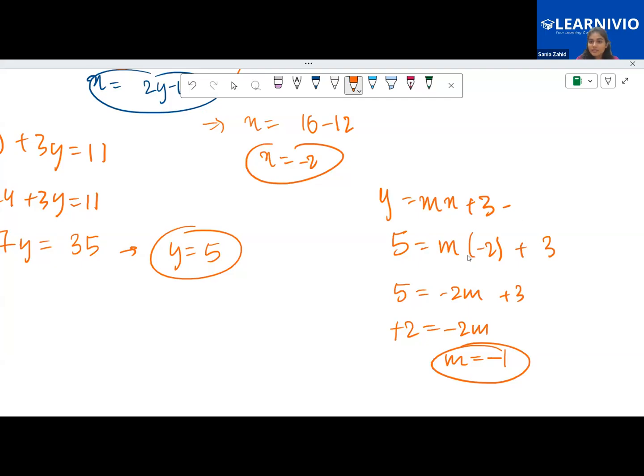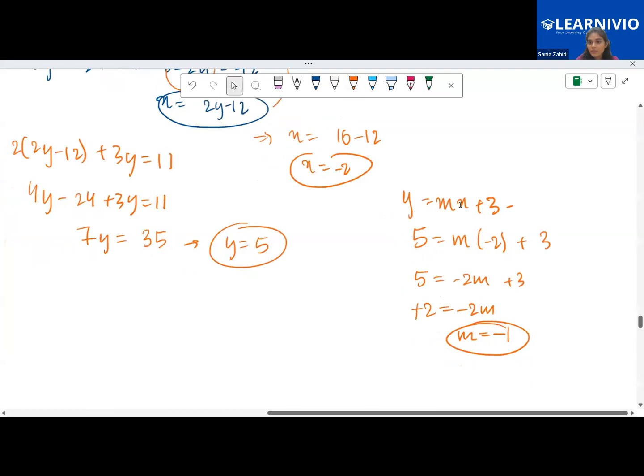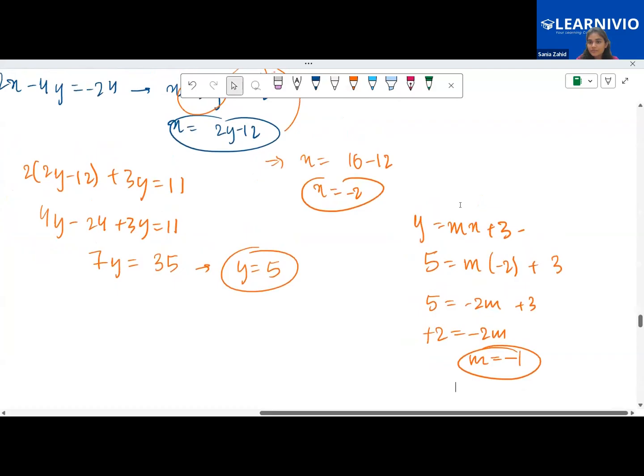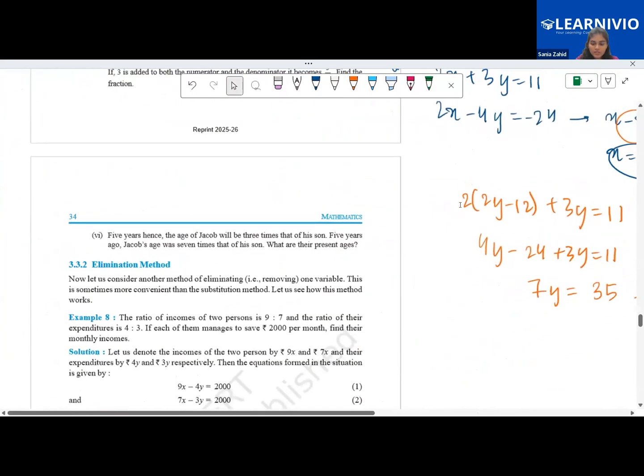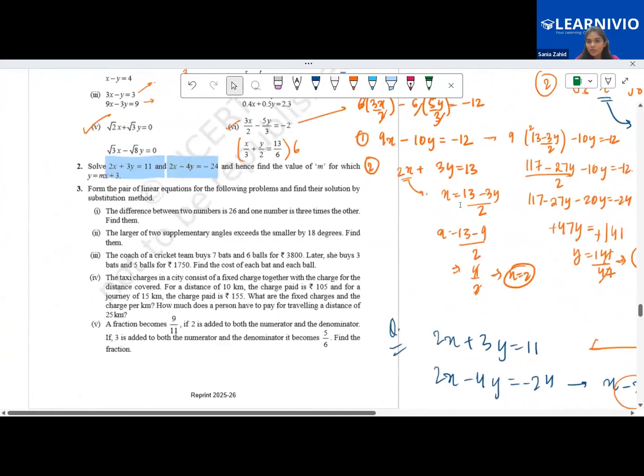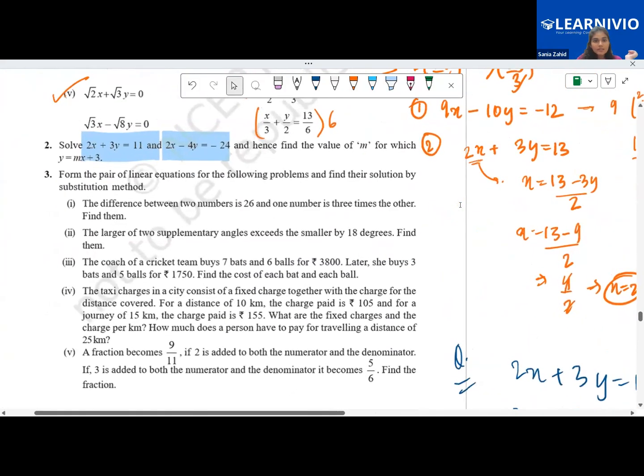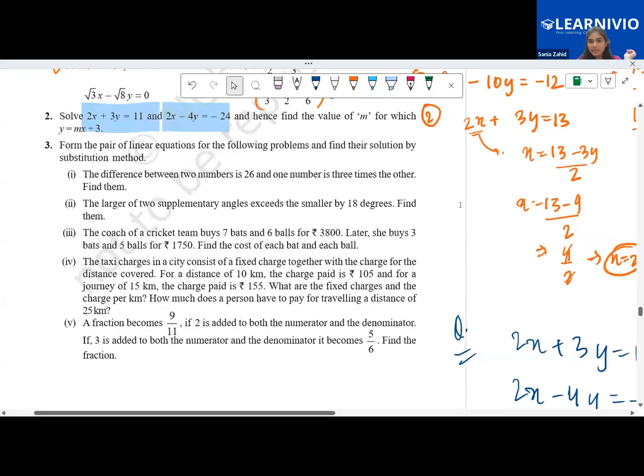Yes, Umer, do you understand? Yes. Copied? Okay. So now we'll move to these questions. Now I'll just solve one or two of these questions and then we'll discuss the elimination method.